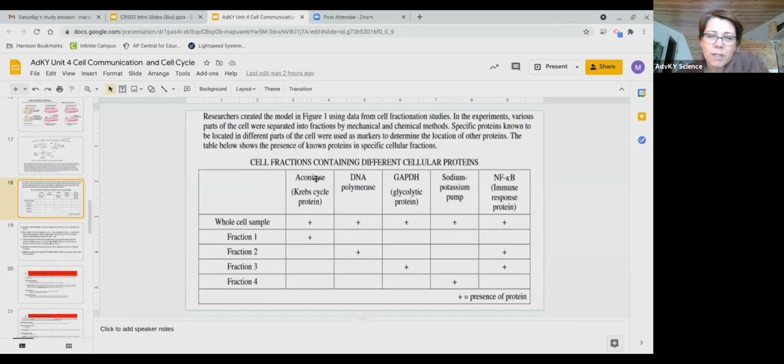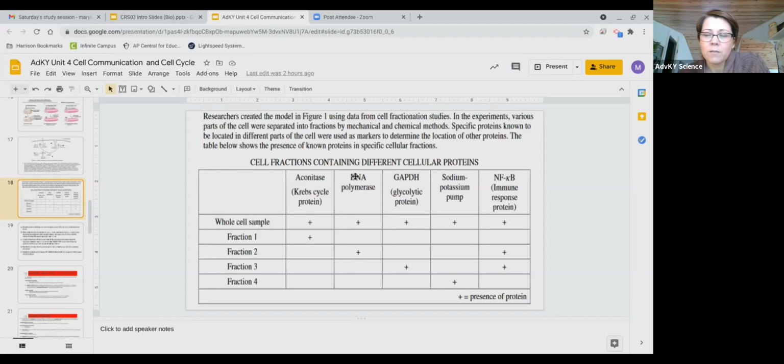So this aconitase is a Krebs cycle protein. So you got to kind of think about, where is Krebs cycle? Where have you heard that before? So I'm going to try to save us a little bit of time. Krebs cycle, you should be thinking that's with cell respiration in the matrix of the mitochondria.